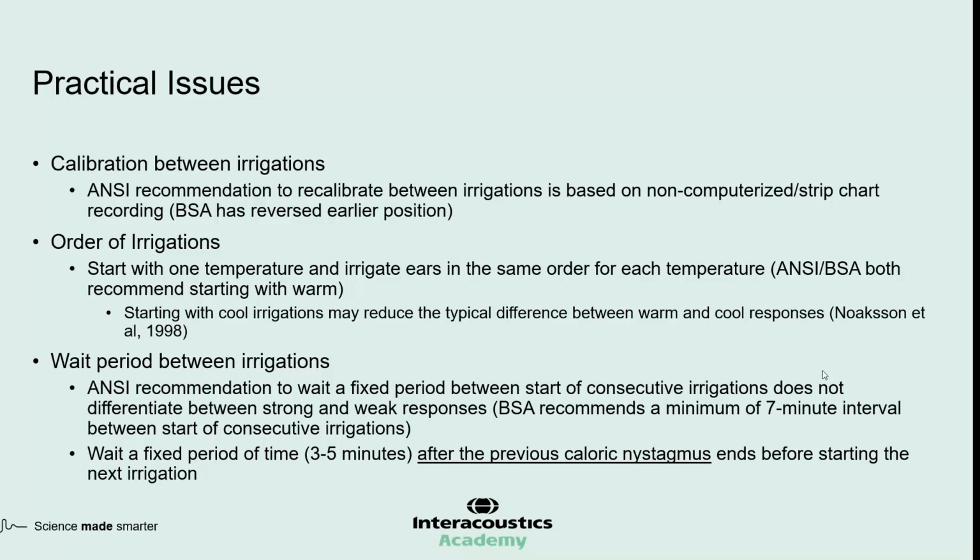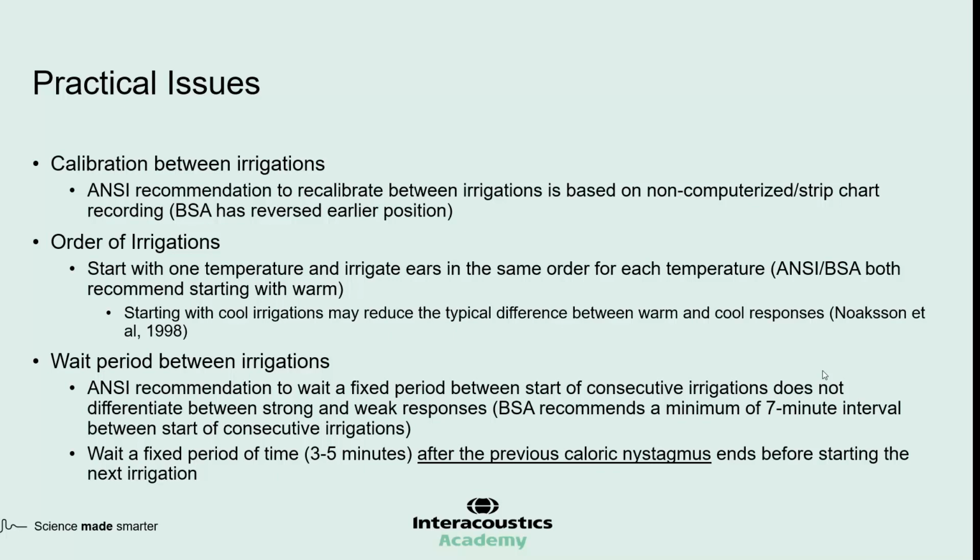In the old days, and even now, ANSI recommends that you calibrate eye movements between irrigations. The British Society of Audiology, which also has standards for caloric testing, early on matched the ANSI standards, but later on they reversed. That kind of recommendation was for ENG and non-computerized strip chart recording systems. For VNG, calibration between irrigations might actually create more variability, so it's not recommended. If you have a good calibration, go with it for the entire test.